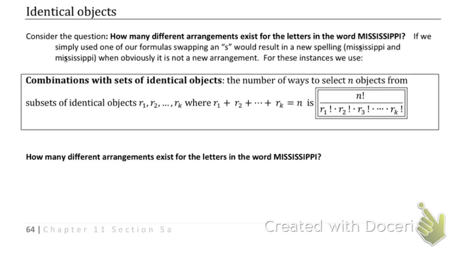Combinations with sets of identical objects. You can read all that, but I always find it easier to do an example first. So we have Mississippi. That N value that's on top is going to be how many elements you have. So our N in this one is how many letters I have. We have 1, 2, 3, 4, 5, 6, 7, 8, 9, 10, 11 letters. So our N equals 11 because we have 11 letters. So the top of my formula is going to be 11 factorial.